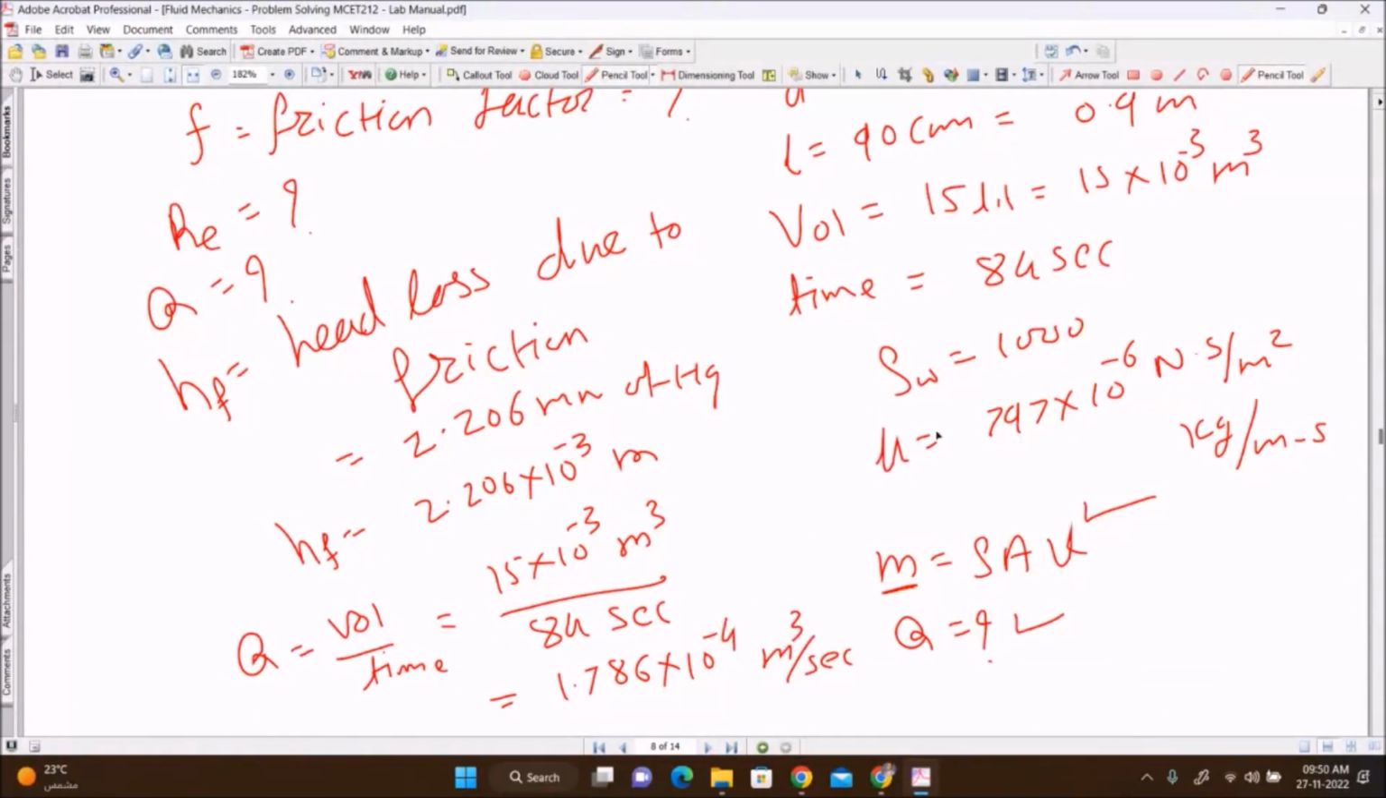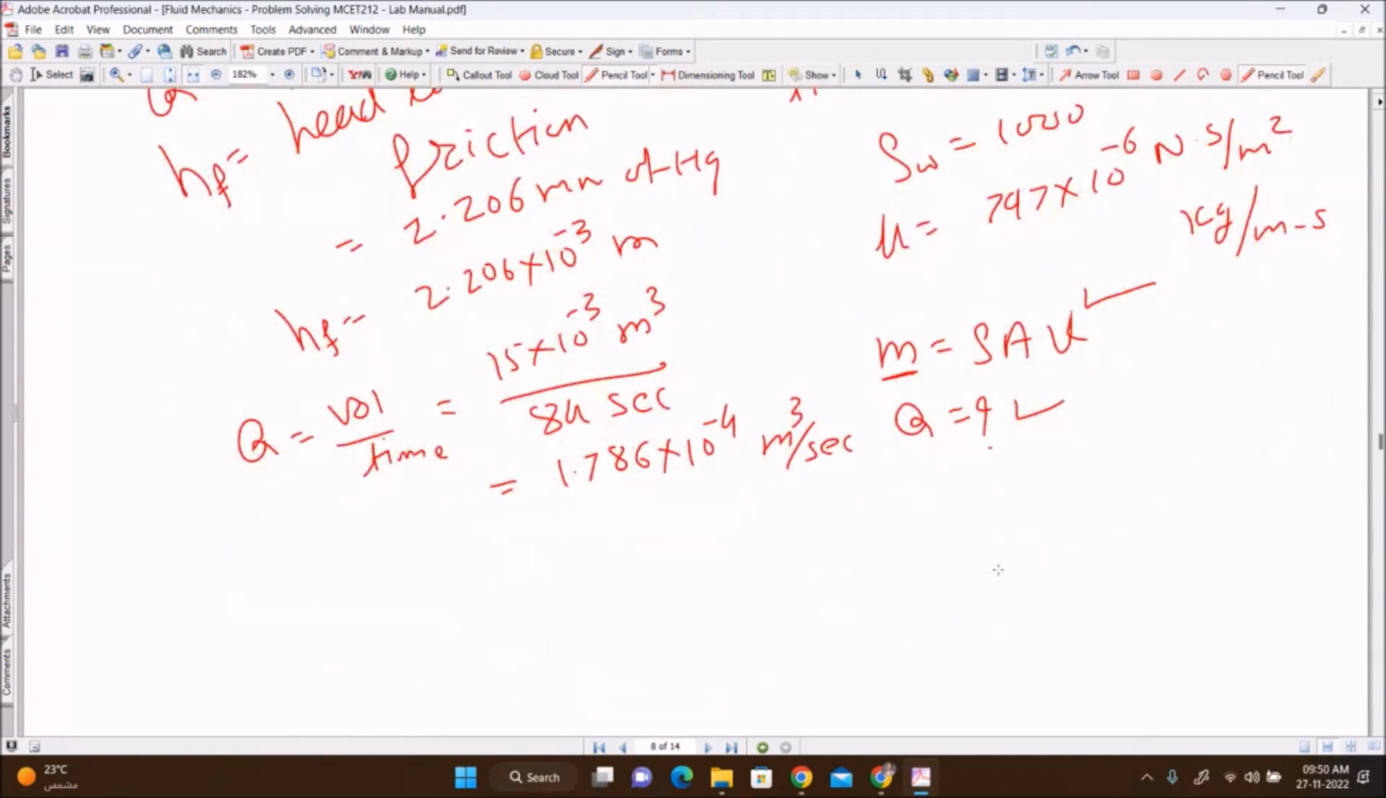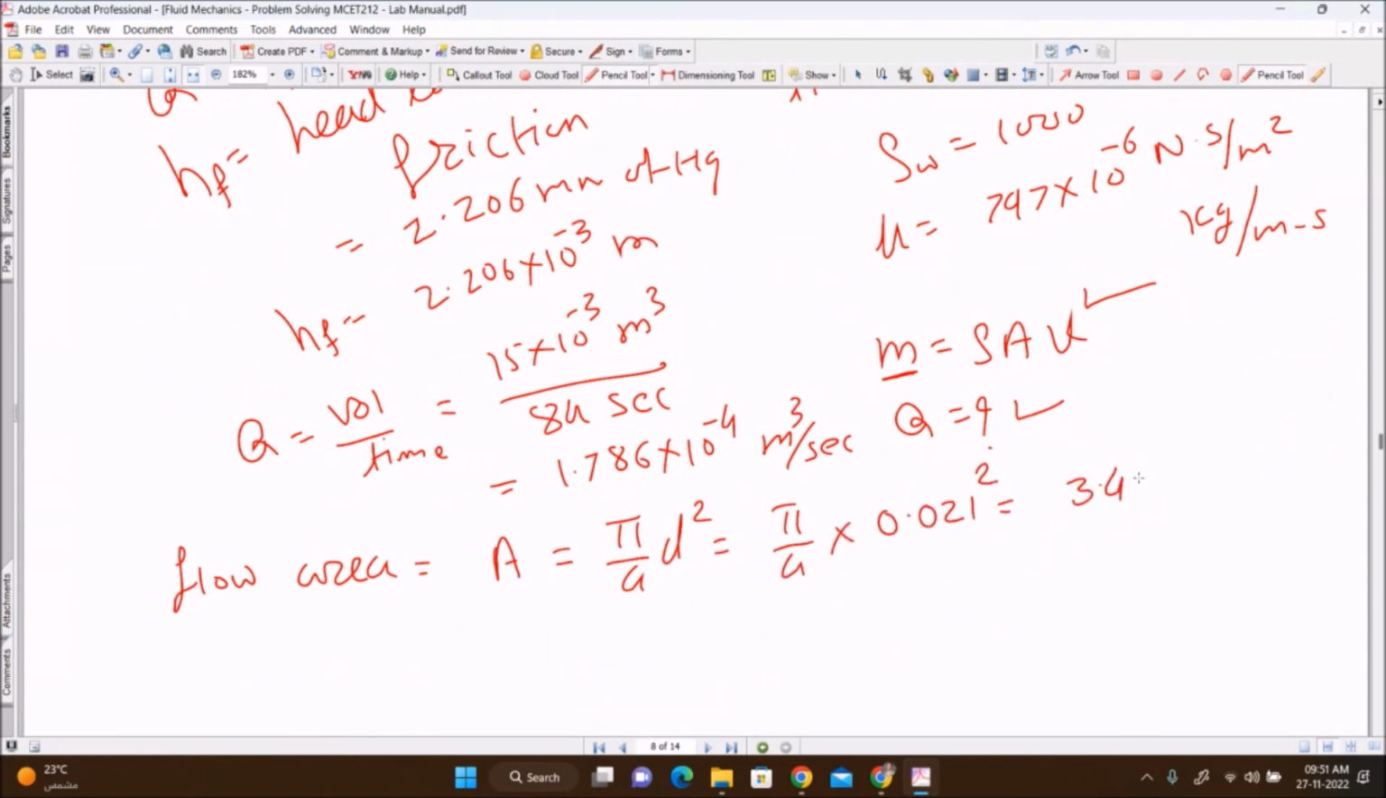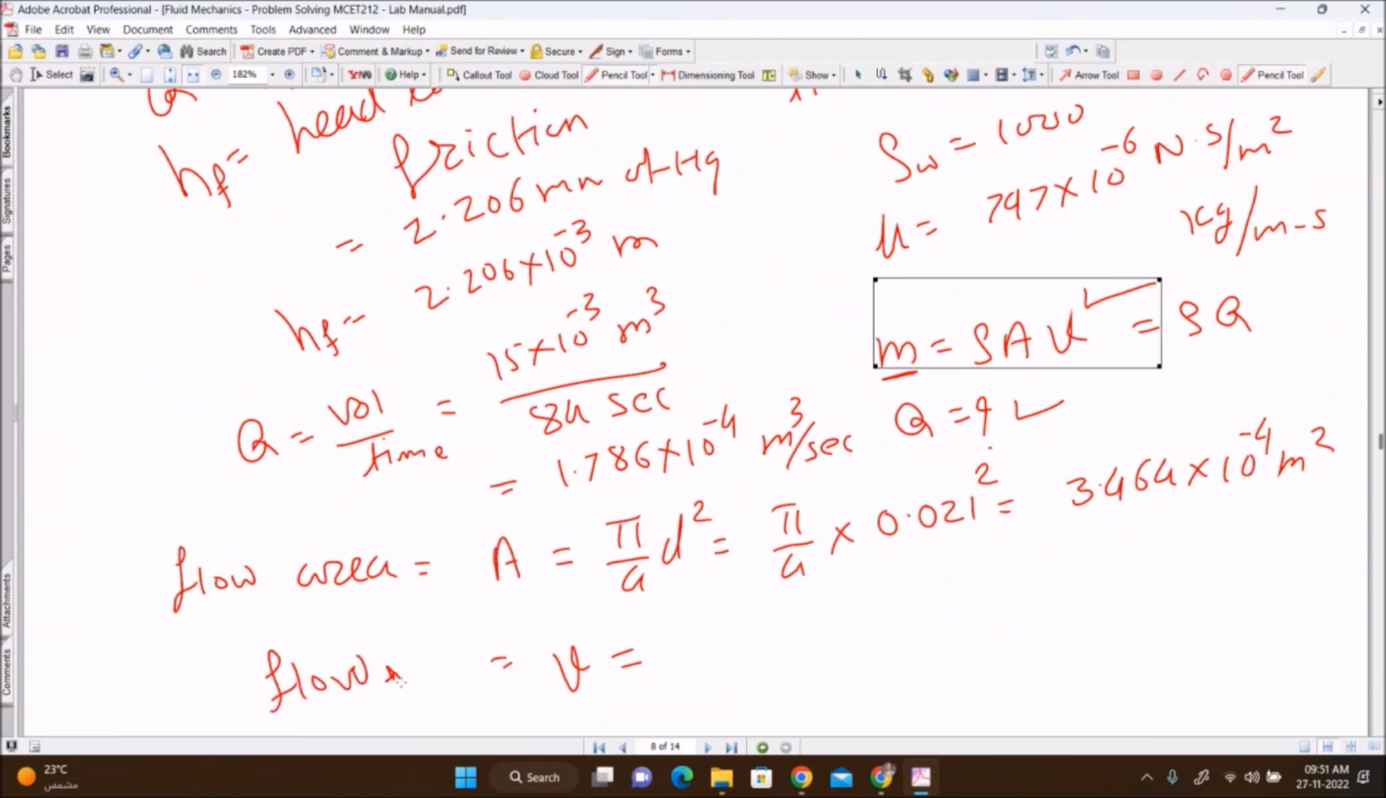Once you know discharge, find out area and find out velocity. So flow area is A equal to pi by 4 D square. Knowing discharge and area, I can use this: Q equals A V, so V is equal to Q by A. So flow velocity is equal to Q by A.